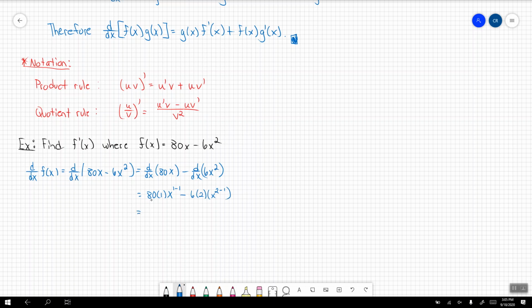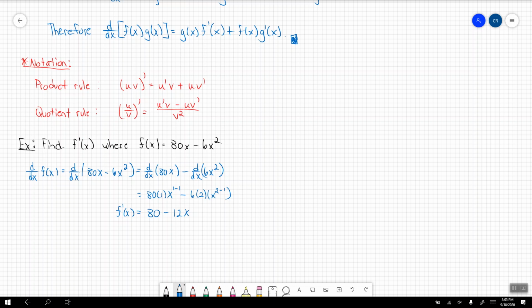Well, what do we get now? 80 times 1, that's just 80. x to the power of 1 minus 1, that's going to just be 1. Or at least x to the power of 0, which is 1. So for the first term, we get 80. For the second term, we get 12x. So there's our derivative. Now remember, this derivative, when we did it in the previous section, took us about 5 or 6 lines using limit rules. Now we're bypassing all of that and we're just doing this using our limit laws. Or sorry, using our differentiation laws.